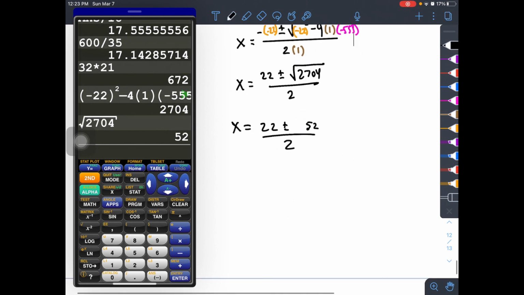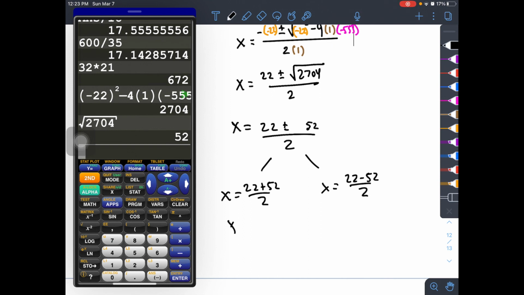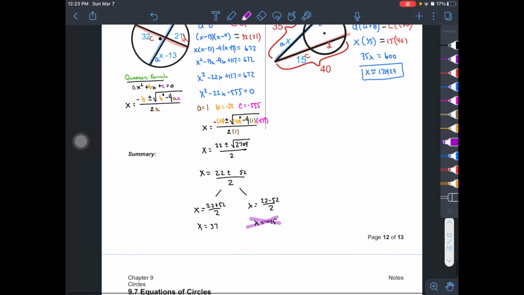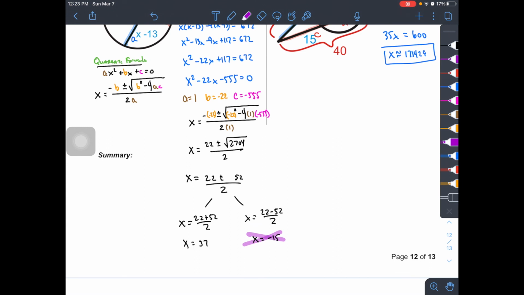Now this will split up into two separate problems. So we have x equals 22 plus 52 divided by 2, and x equals 22 minus 52 divided by 2. On this side we're going to get 37, and over here we'll get negative 15. So when we're taking a look at this, negative 15 is not going to work because we're working with a circle. We can't have negative distances. So our final answer here has got to be 37.